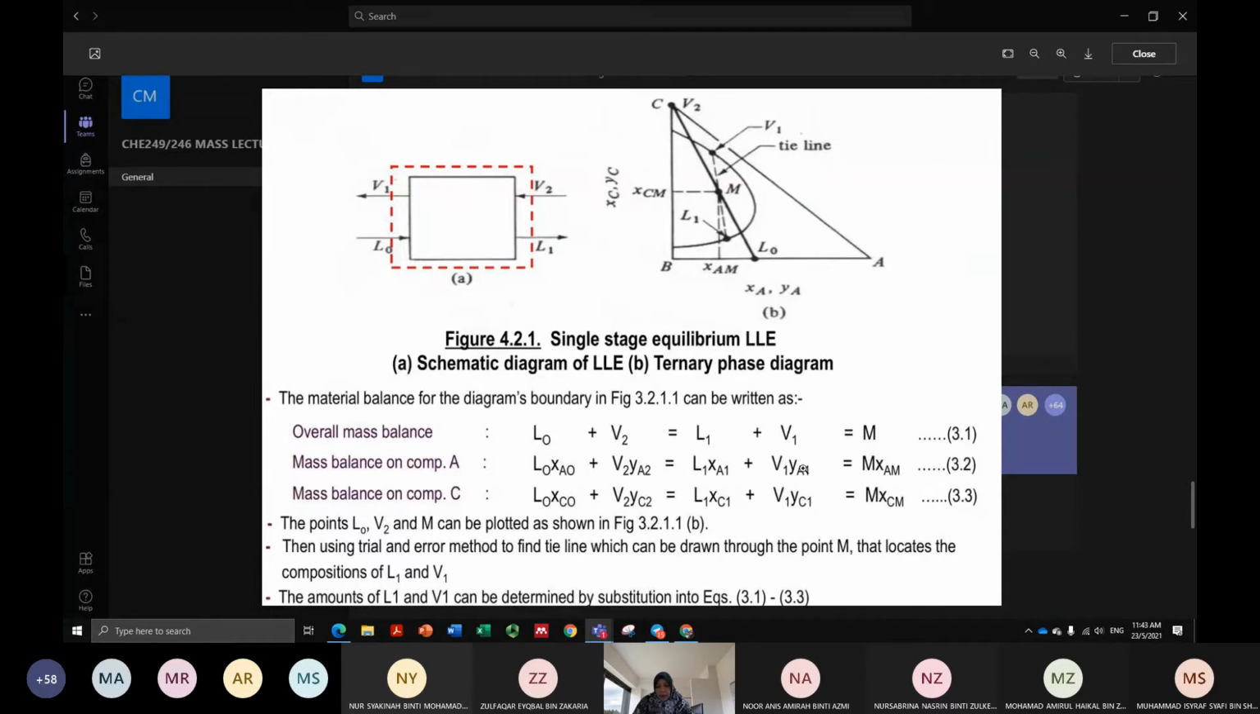This is extract. Oh, this is L1. L1 means at the raffinate.